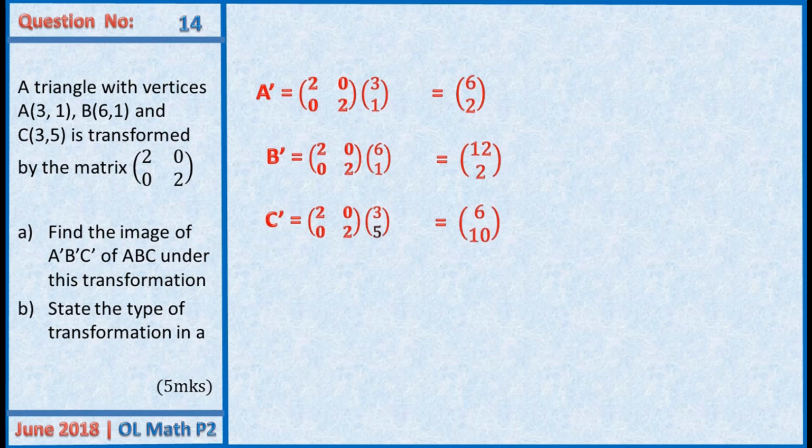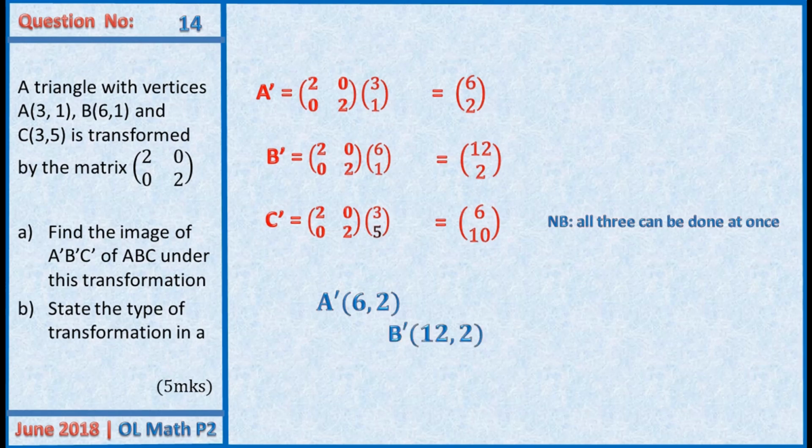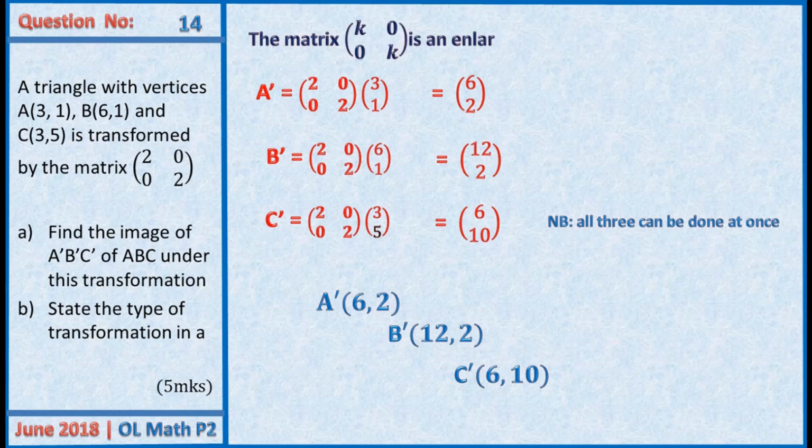You find that all the values have just doubled. Note that all three can be done using a single matrix, but most students usually make a mistake with that, so I prefer to do it this way. So the image A prime is (6, 2), the image of B, which is B prime, is (12, 2), and the image of C, which is C prime, is (6, 10). So what type of transformation is this? This is an enlargement. Note that any matrix of the form (k, 0; 0, k), which is a transformation matrix, is an enlargement of factor k and origin O. So this is an enlargement.